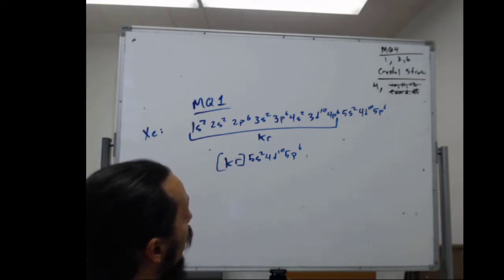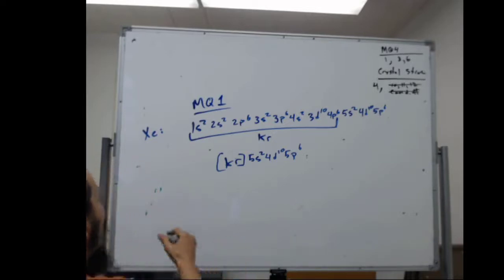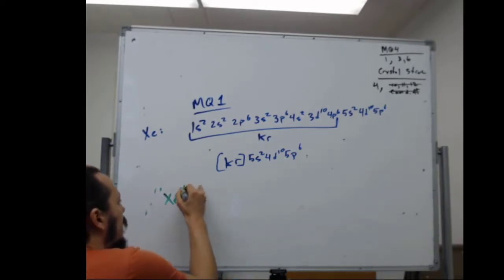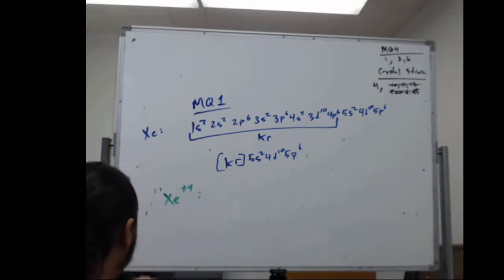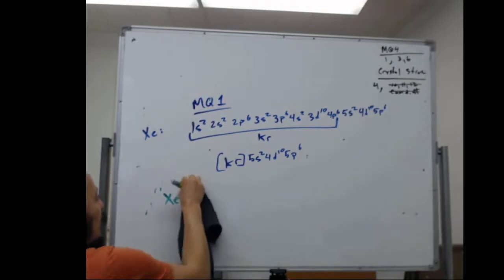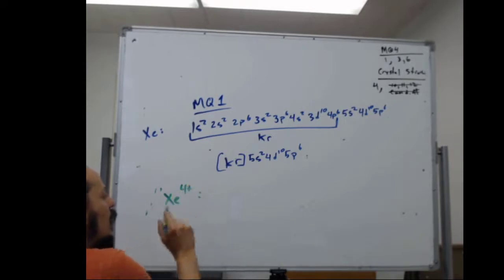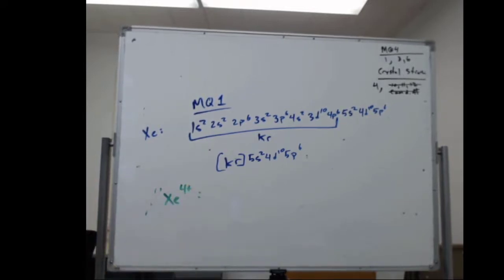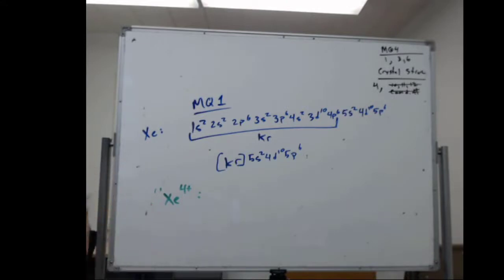Now, when we start losing electrons, it gets more interesting. So now let's go ahead and look at xenon plus 4. And by convention, I don't mind whether it's plus 4 or 4 plus, I'll know what you mean. But by convention, we put the charge before the plus. So in this case, I want to lose 4 electrons.